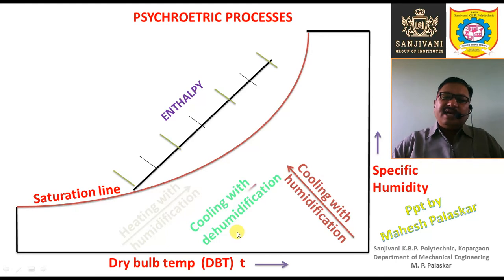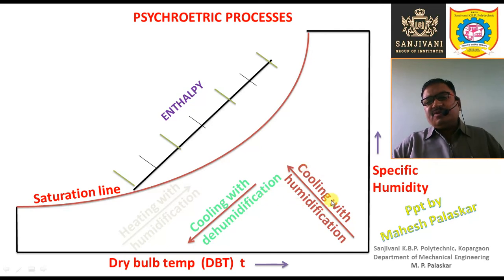Then another process you can have, that is cooling with dehumidification. Cooling means to the left and dehumidification means in the downward direction, right? So the dry bulb temperature is decreased during this process, and here the specific humidity is also decreased, right? You can also say that the wet bulb temperature increases, the dew point temperature increases, and the overall enthalpy also decreases during this process, that is cooling with dehumidification.